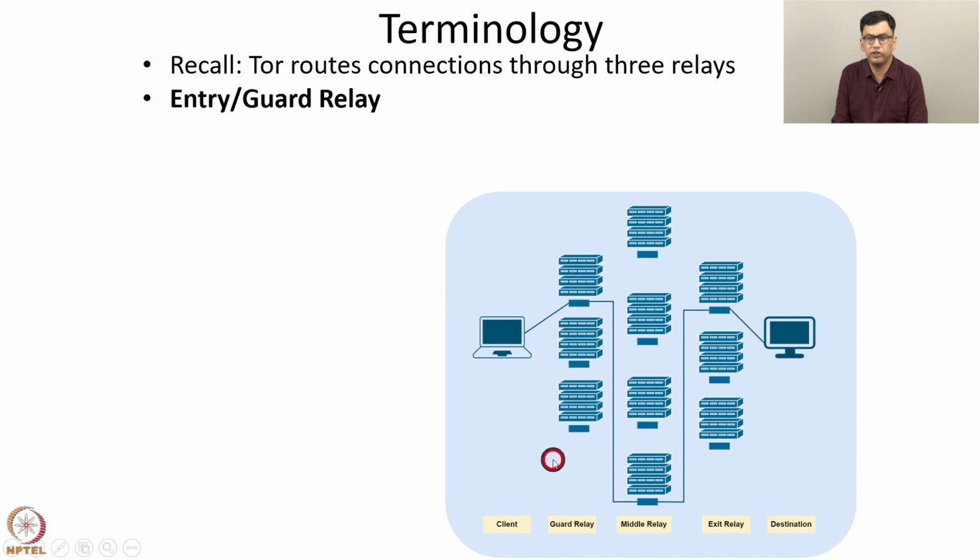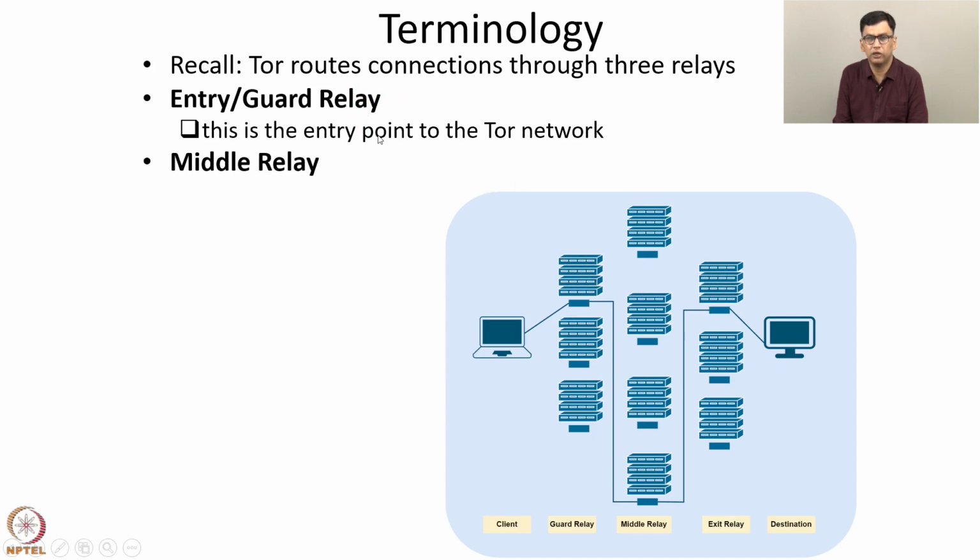So the first relay on this path is known as the entry relay or the guard relay. This is the entry point to the Tor network. The Tor network is shown in the middle here. All these are Tor relays. But the three relays used in this particular connection are this one, and this one. The first of these relays is known as the entry or the guard relay.